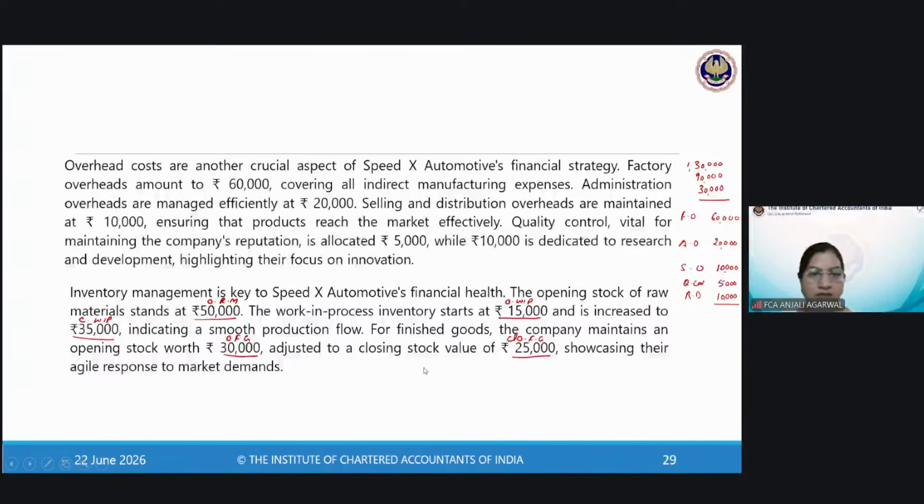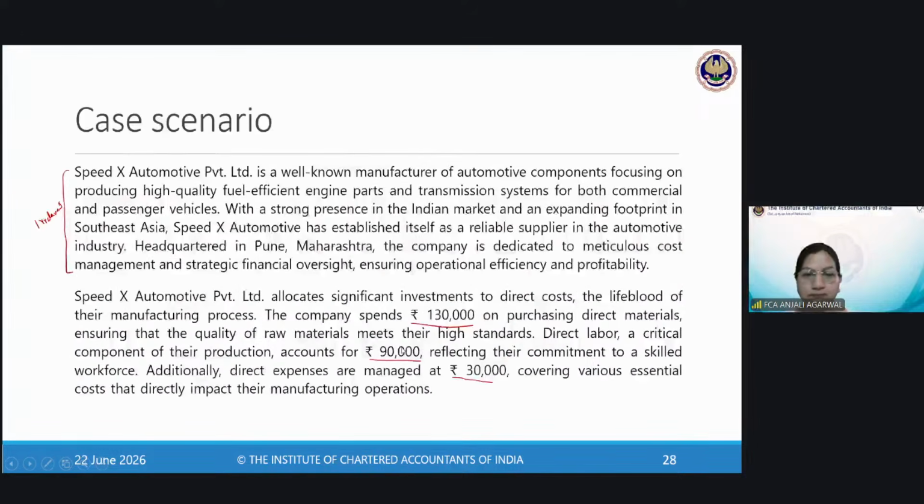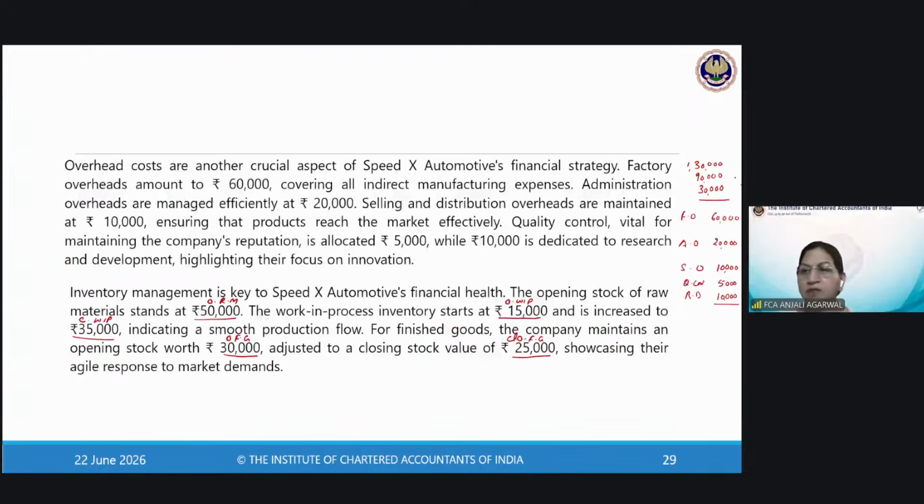Okay. So this paragraph talks about opening and closing stocks. However, the closing stock of raw material is missing here. So I look at this one. The company spends 130 on purchasing direct material. So 130 is not material consumed, it is material purchased.